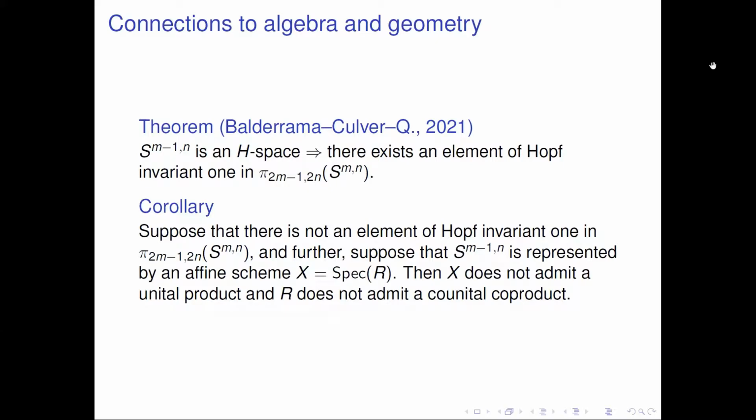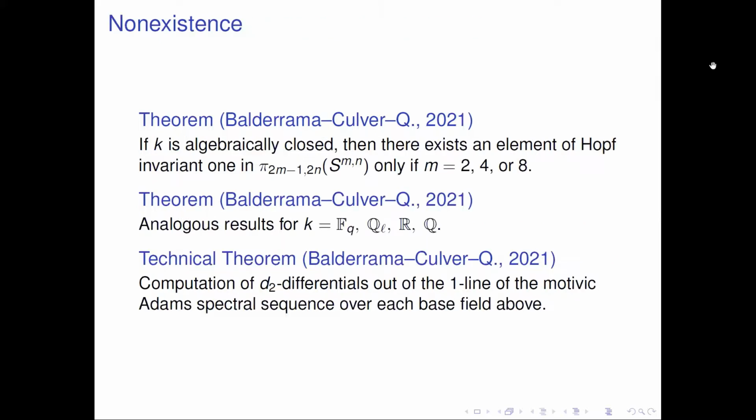We use this theorem and corollary in conjunction with the following non-existence results. First, we showed that if K is algebraically closed, then there exists an element of Hopf invariant 1 in that motivic homotopy group only if m is equal to 2, 4, or 8. This is a motivic analog of Adams' non-existence result. We do a similar analysis over other base fields, but in these cases, we obtain looser restrictions on when there exists an element of Hopf invariant 1.